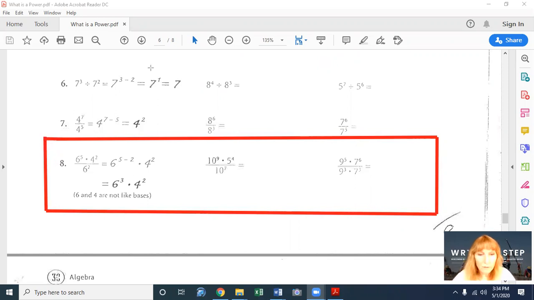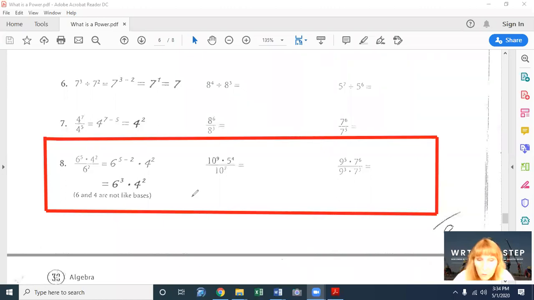Okay, so the first one's done for you. 6 to the 5th times 6 to the 4th is really 6 to the, what do they have there? 5. Plus, it should be 5 plus 2 times 4 to the second. Oh, I see what they're doing. 6 to the third times 4 to the second. So let's do the next one. That one's done for you.